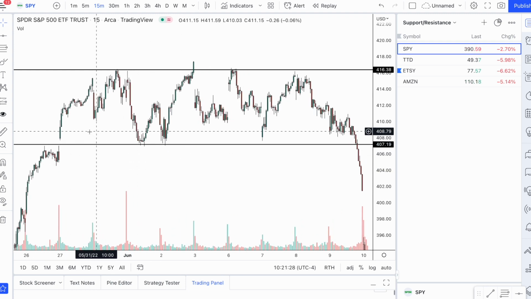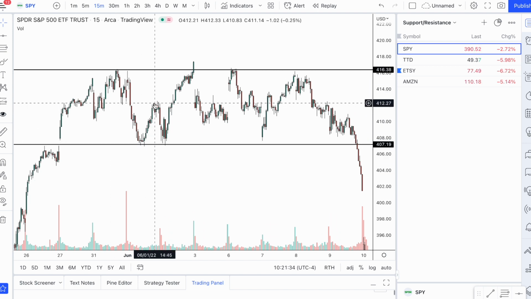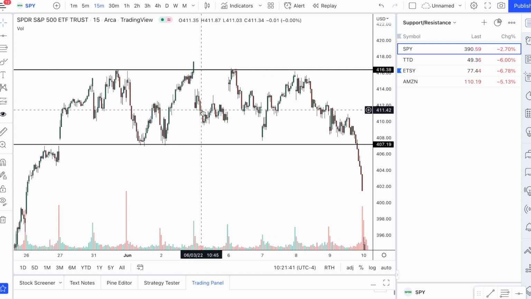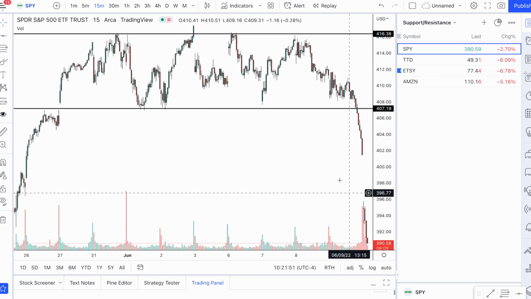So here on SPY, price hit a high up here at 416, right? Came down to 407, bounced a little bit higher, back down to 407, then all the way back up to a high of 417, and then it went lower. Came back up to this 416 area, dropped all the way down to the 407 area, back to 416 again, and then eventually down to the 407, 408 area, and even lower.